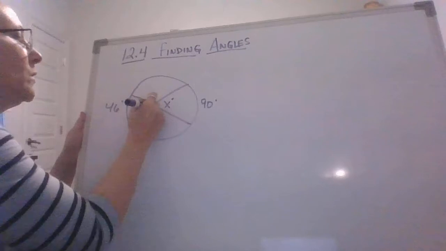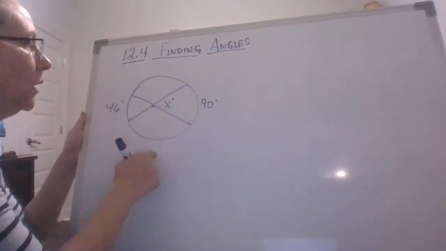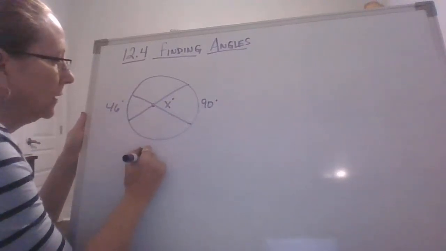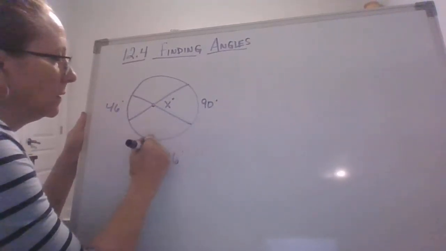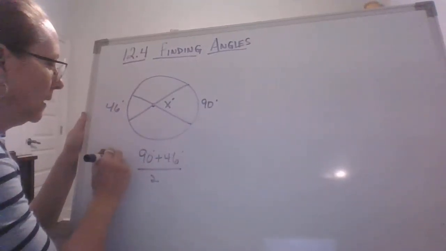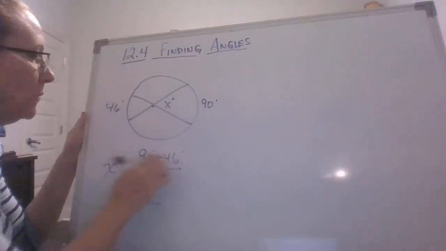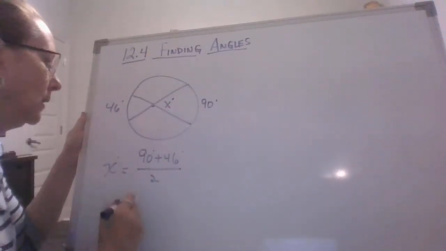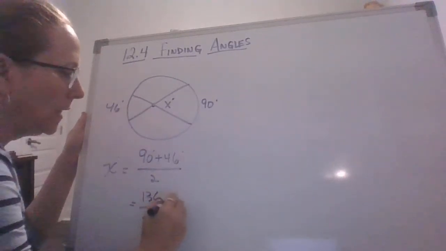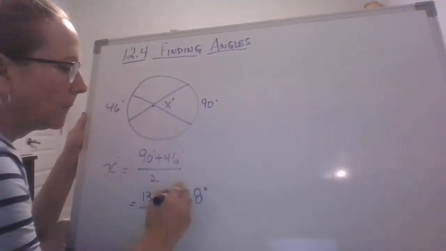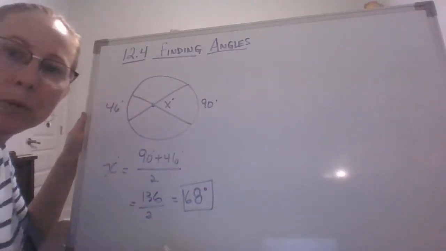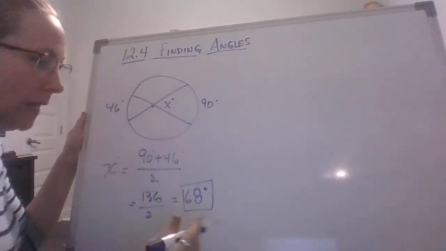Since the vertex is inside the circle, we add the arcs. The arcs are 90 and 46, and divide by 2. So to find x, we're just going to solve that. 90 plus 46 is 136. Divided by 2 is 68. So our missing angle and its vertical angle are both 68. Next one up.